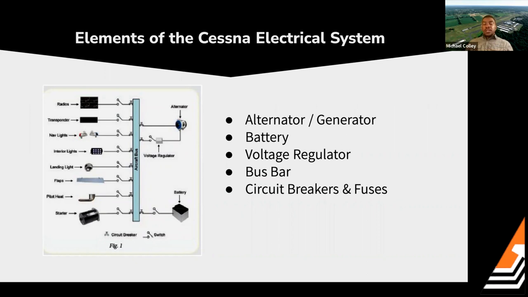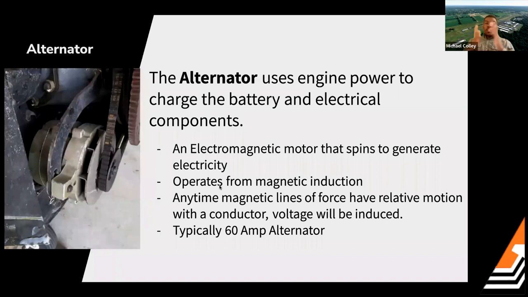All right, so understanding the alternator. The alternator uses engine power to charge the battery and electrical components. I like to relate it to a windmill. I don't know if you guys have ever seen windmills, how they harvest energy from the air. It's very similar to a Cessna. Think of the propeller like the windmill. And the alternator is effectively sitting right underneath the front of the propeller, just to siphon the spinning motion of the propeller and feed it right back into the aircraft. It runs off of an electromagnetic operation.